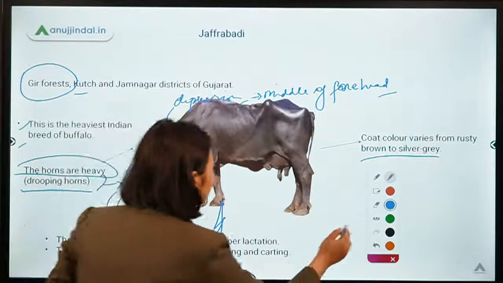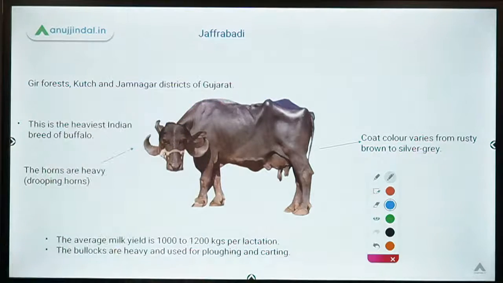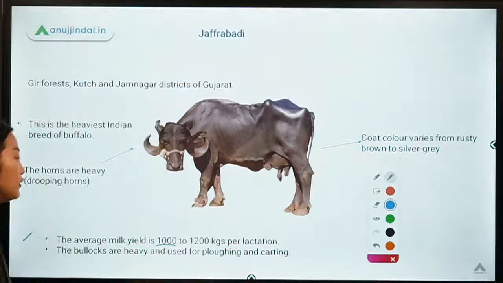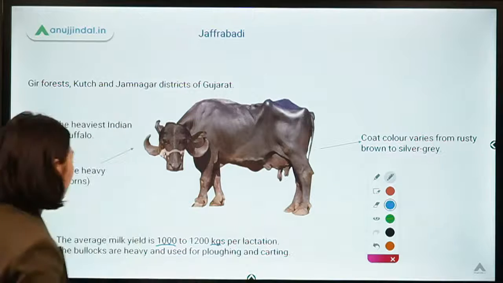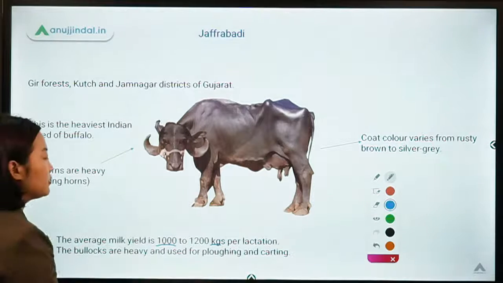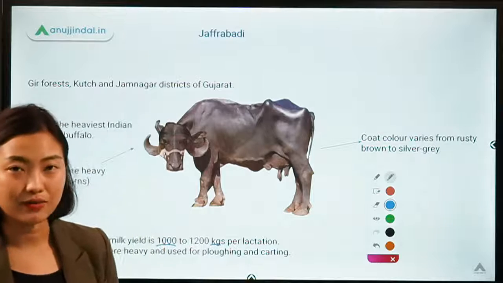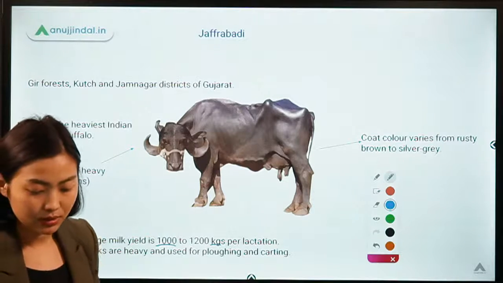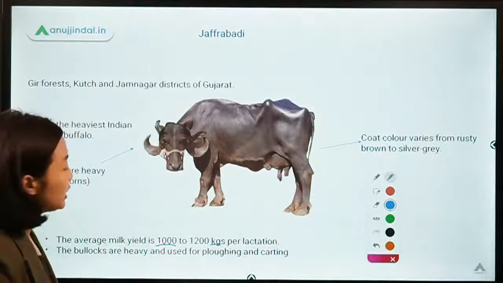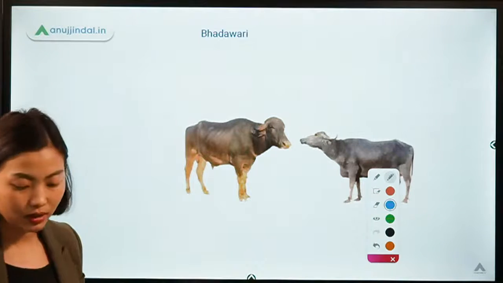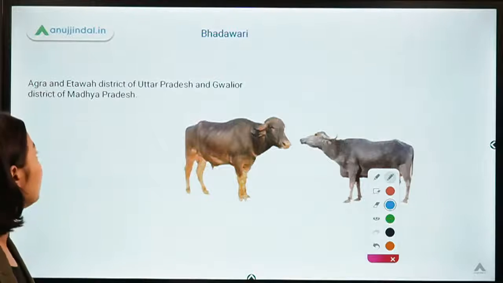Another few characteristics I would say here is that the average milk yield is about 1,000 to 1,200 kilos per lactation. And the bullocks are heavy and mostly used for plowing or carting. Basically, they are also used as draught animals, right? So this is what Jaffarabadi is, all right? Another one we have here is the Bhadawari breed.